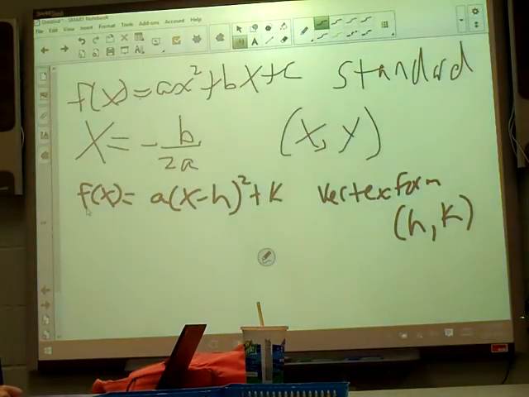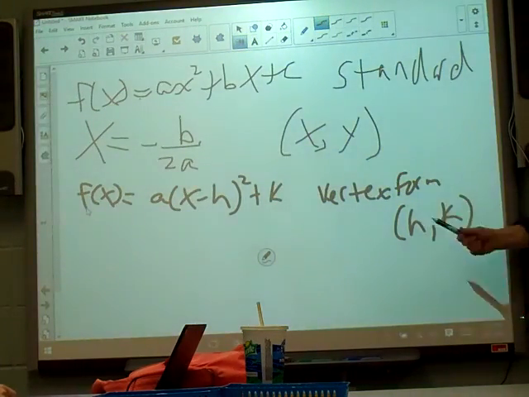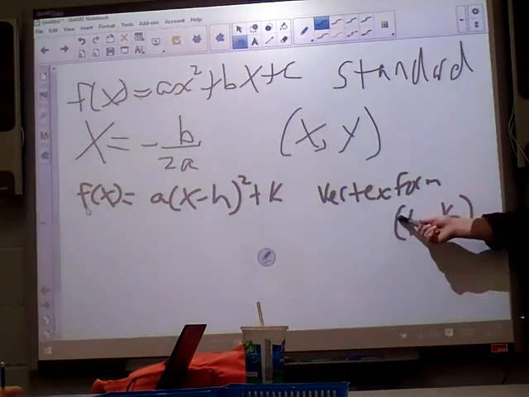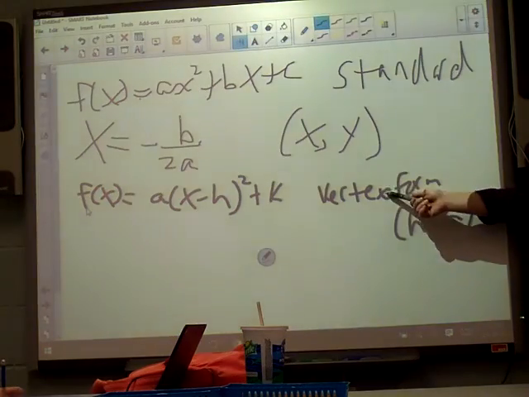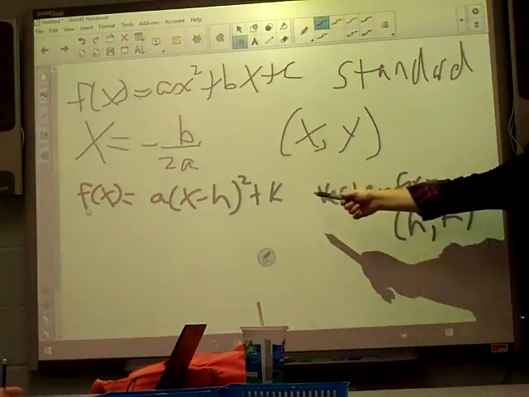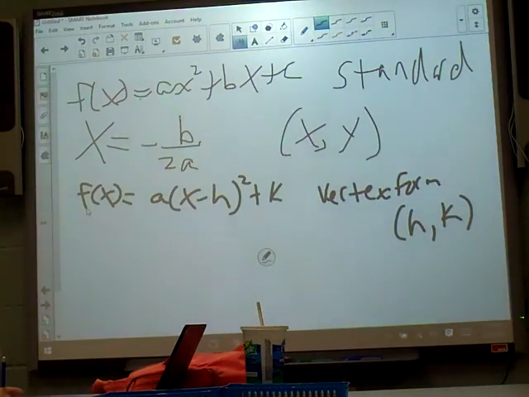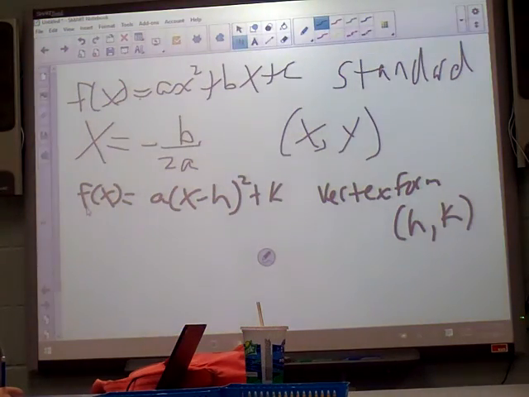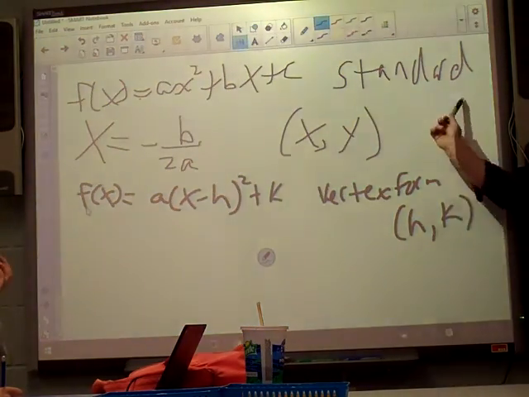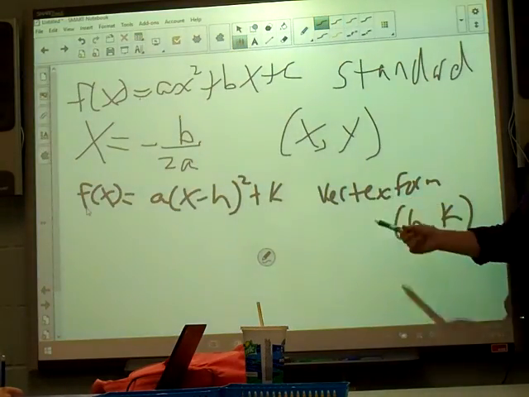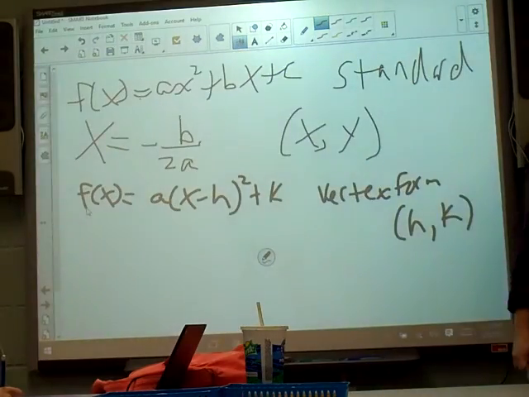Now notice in the form it says minus h. Here I just wrote h. That's key. The x part of the vertex, the h, is always the opposite sign. When you're in vertex form, the x is the opposite sign. The k just is what it is. X is opposite, y is what it is. h is opposite, k is what it is. So we didn't have to have a formula. Standard form, we needed a formula. Vertex form, you don't need one because it tells you the vertex.